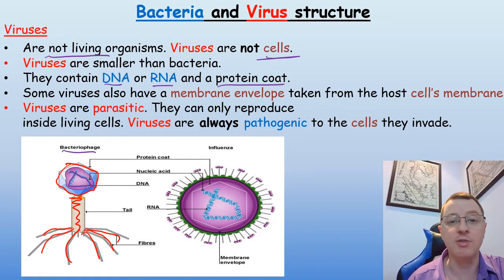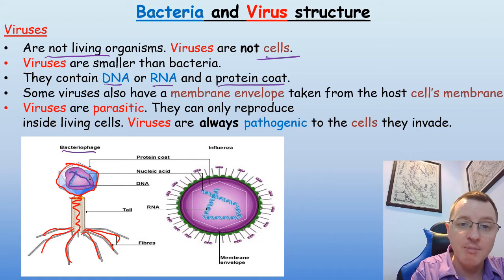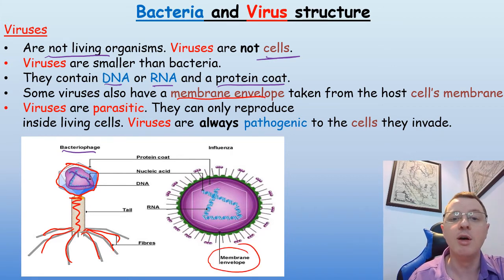Some viruses though will also have a membrane envelope, and you can see that here with the influenza virus that we've got here. The membrane envelope is the membrane, the cell membrane taken from the host cell. As the viruses have burst out, they pull a section of that membrane away, and that cell membrane will wrap itself around the virus's protein coat.